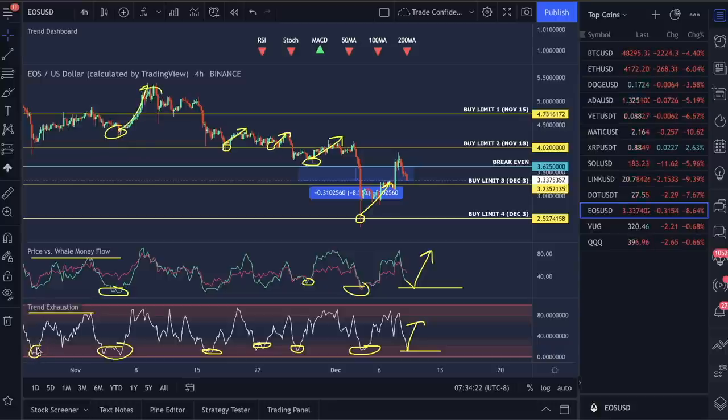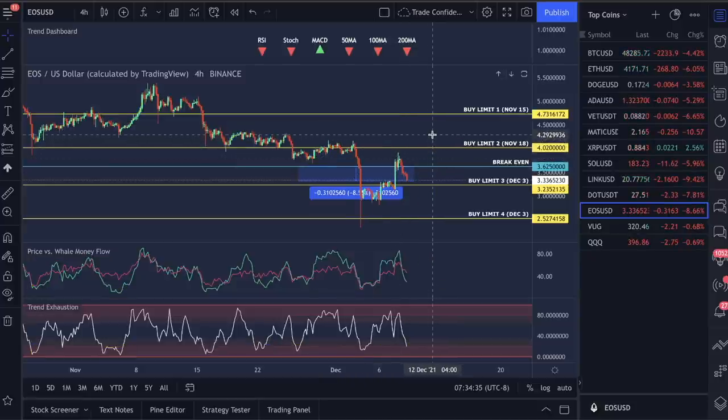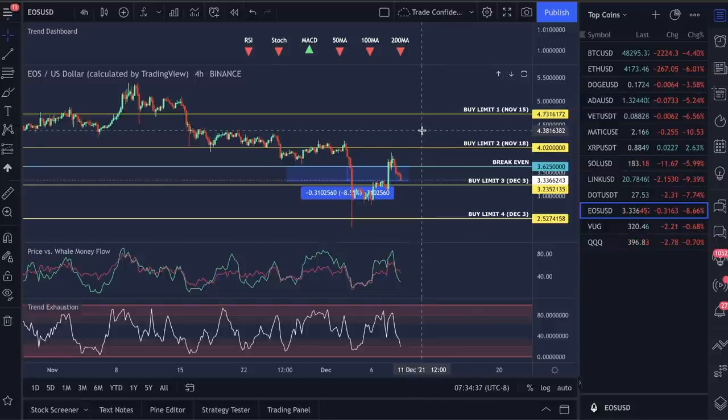Whale money flow is low. Trend exhaustion is low. Awesome. We got a pump. Literally every time we are seeing this happen here, we are getting pumps in the market. Some of them are 15-20%. Some of them are 4-5%. But the thing is, we are literally calling market drops and market pumps before they happen on this channel with these two indicators. It's so incredible. It's just really, really fun, honestly, at the end of the day.